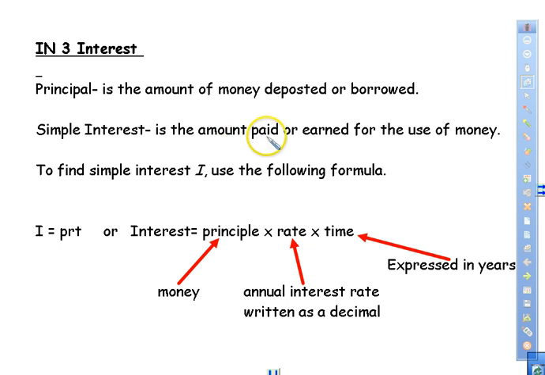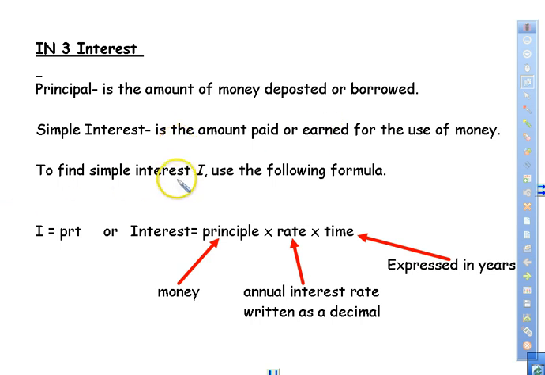So if you're paying, like say you're borrowing from the bank, you're going to have to pay them interest for borrowing money to, let's say, pay for a vehicle. If you have money that you have saved, you're going to put it in the bank, and the bank will then pay you for the use of your money. Okay, so they'll pay you interest.